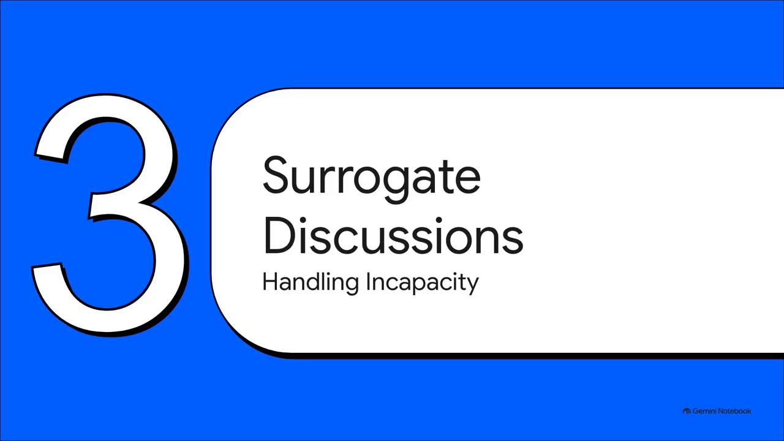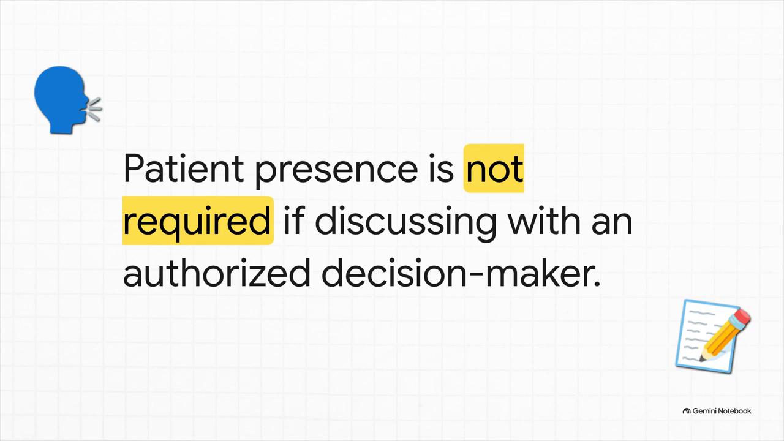All right, Section 3, Surrogate and Family Discussions. Let's talk about handling incapacity. So what happens when we run into real-world clinical challenges? Say your patient is totally unable to participate in the conversation because of severe illness, cognitive impairment, or an injury. The guidelines completely accommodate this. The patient's presence is not strictly required to bill ACP, provided they are incapacitated and you are having this vital discussion with an authorized decision maker.